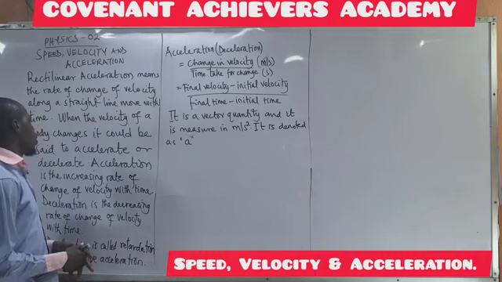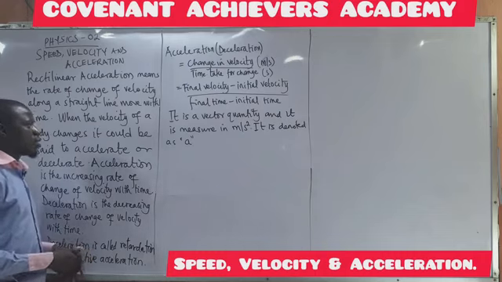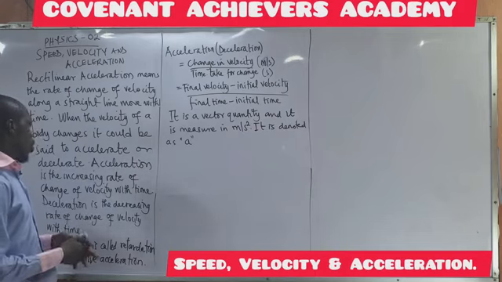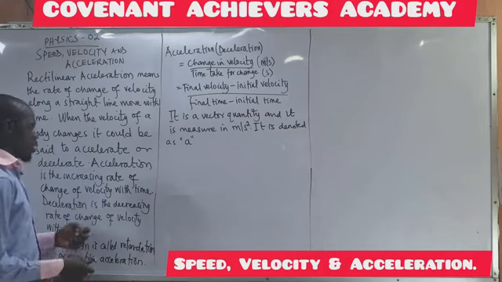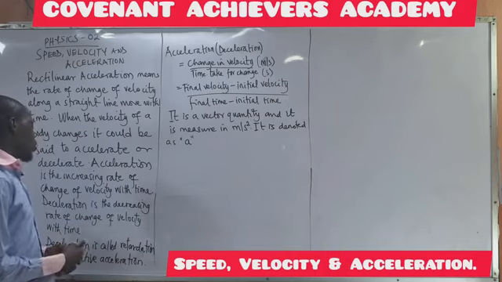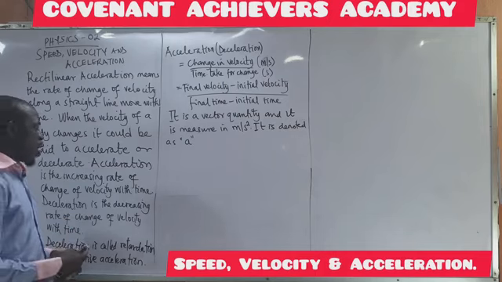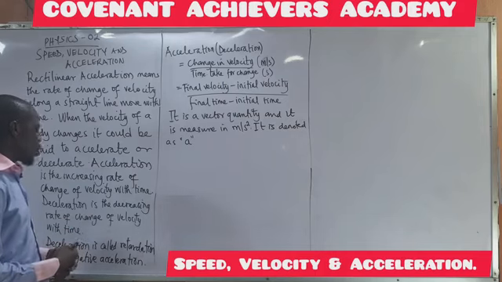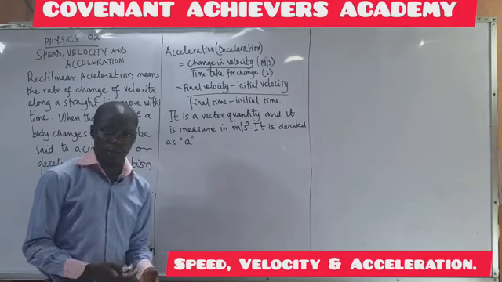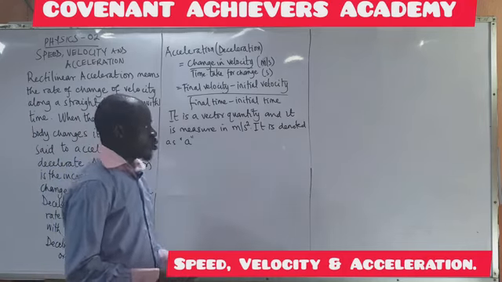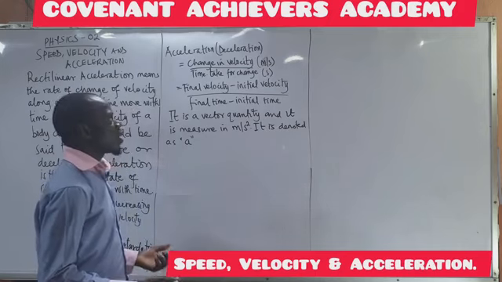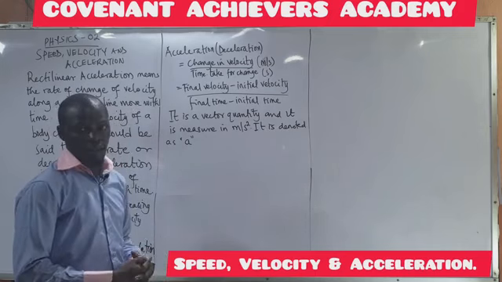When the velocity of a body changes, it could be said to accelerate or decelerate. Like I said, acceleration is the increasing rate of change of velocity with time, while deceleration is the decreasing rate of change of velocity with time. Deceleration, once again, can be referred to as retardation, or it can be called negative acceleration. Now, having said that, how do you calculate acceleration?